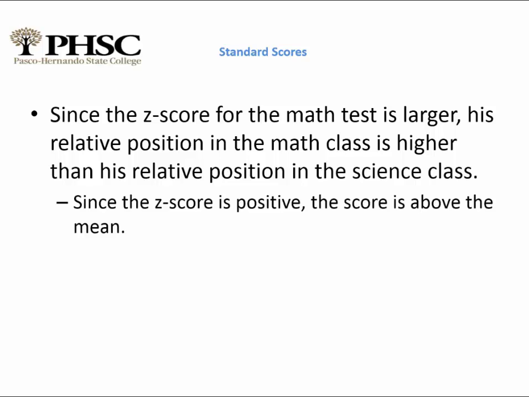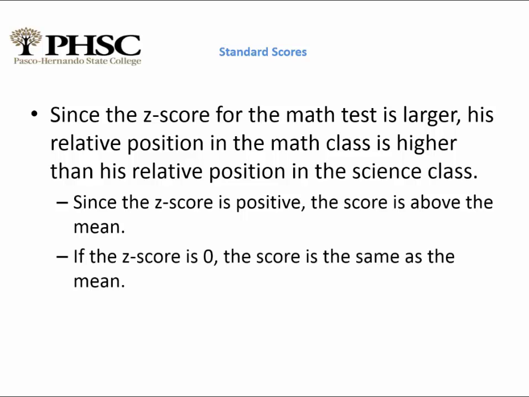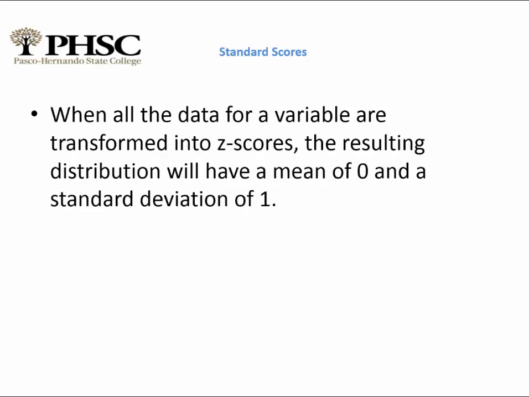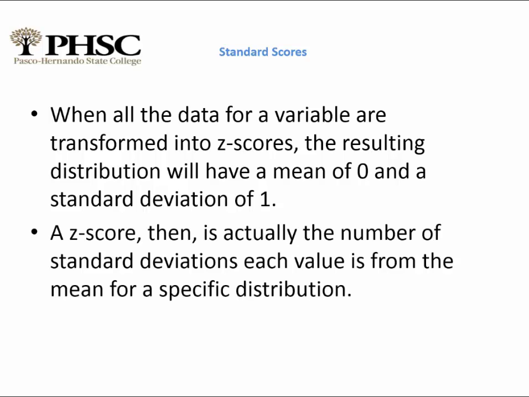Since the z-score was positive, that means that the raw score was above the mean. If the z-score is 0, then the raw score is the same as the mean. If it's negative, the raw score is below the mean. When all of the data for a variable are transformed into z-scores, the resulting distribution will have a mean of 0 and a standard deviation of 1. So what a z-score actually measures is the number of standard deviations the value is from the mean for that particular distribution.